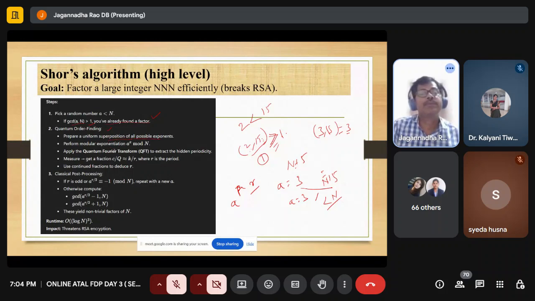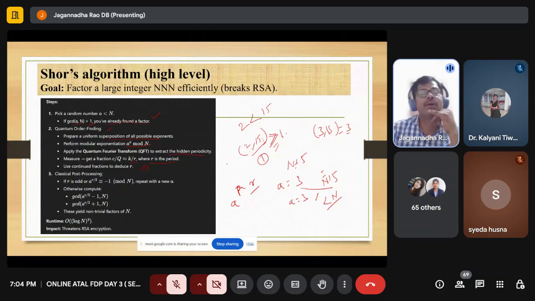Perform modular exponentiation, a power x mod n. Already you know x is 1, 2, and so on up to less than n. Apply the quantum Fourier transform, QFT, to extract the hidden periodicity. Now measurement. What is measurement? You get the fraction c by Q equal to k by r, where r is the period. Use continued fractions to reduce the r value.